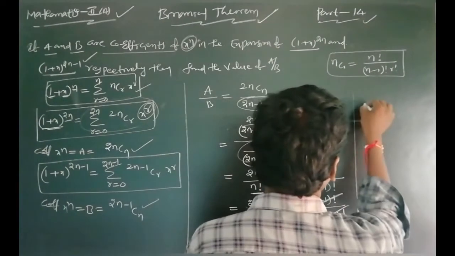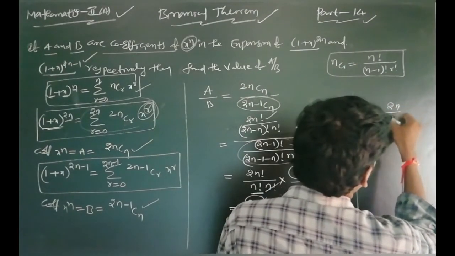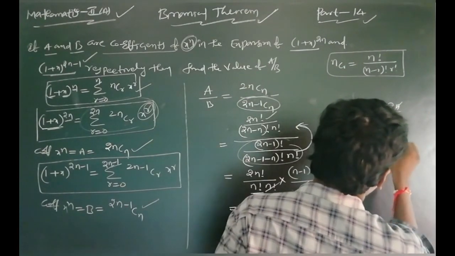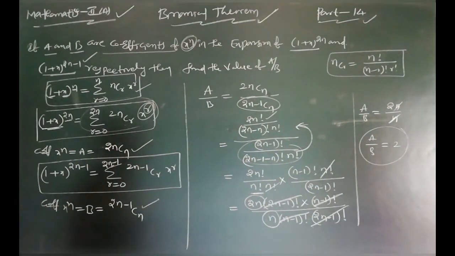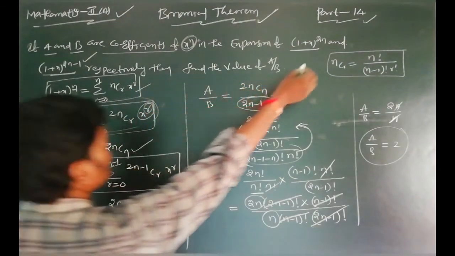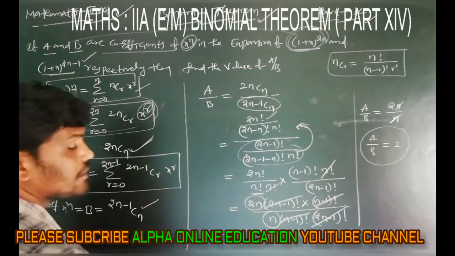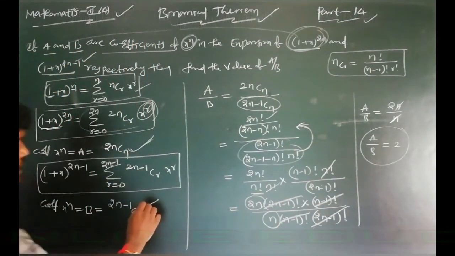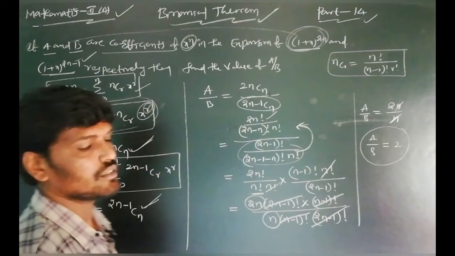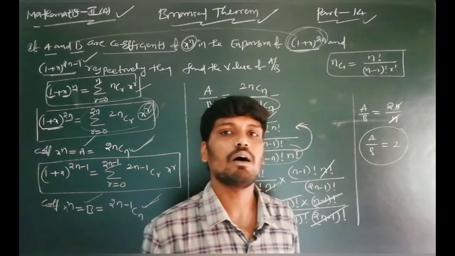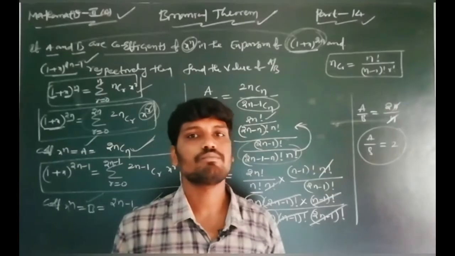You get A by B equal to 2n by n. The n gets cancelled, and the value of A by B is 2. This is a 2 marks question, a very important question, an unexpected question. In this question, first find the coefficient of x power n in (1 plus x) whole power 2n, which is A, and in (1 plus x) whole power 2n minus 1, which is B. After that we get A by B by using the nCr formula, n factorial by (n minus r) factorial into r factorial. Do it like this. Okay, thank you.